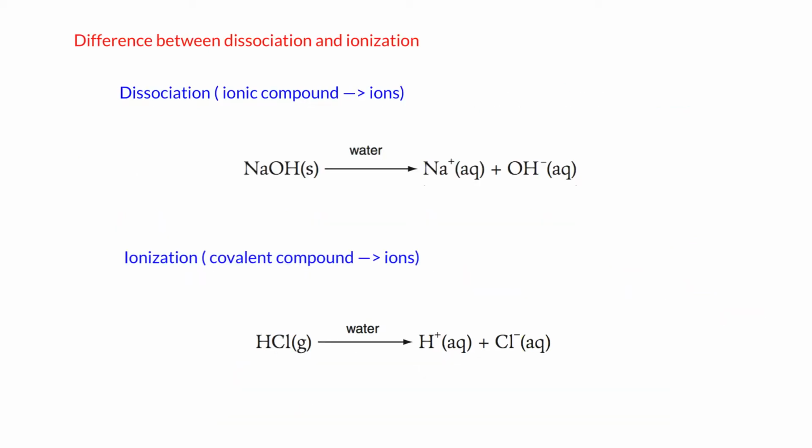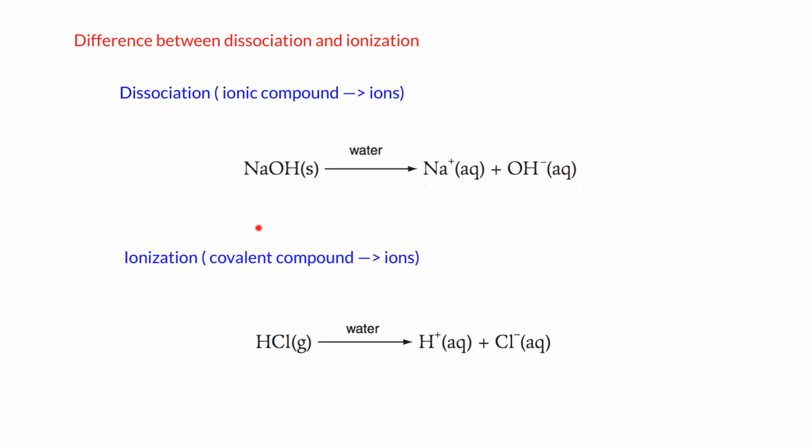So the difference between dissociation and ionization. Basically, dissociation means that an ionic compound forms ions. So you see that this one is an ionic compound, and then it becomes ions. So in the process, we say that sodium hydroxide dissociates to give sodium ion and hydroxide ion.